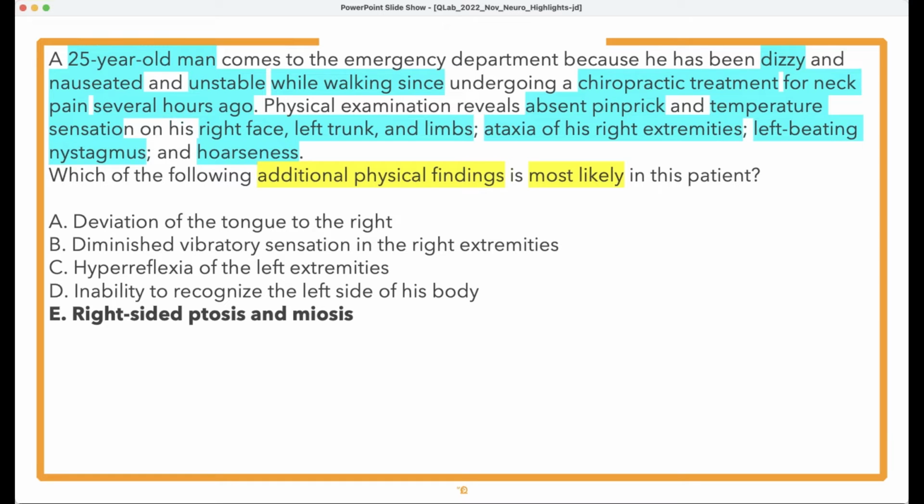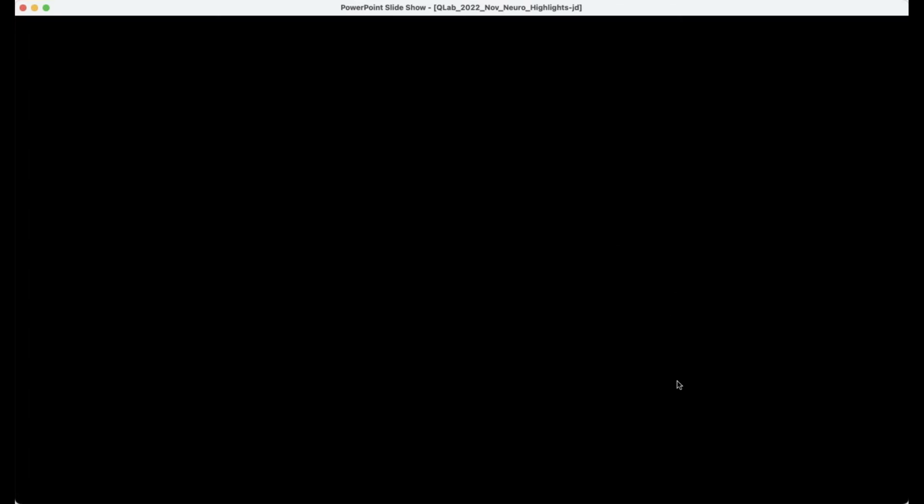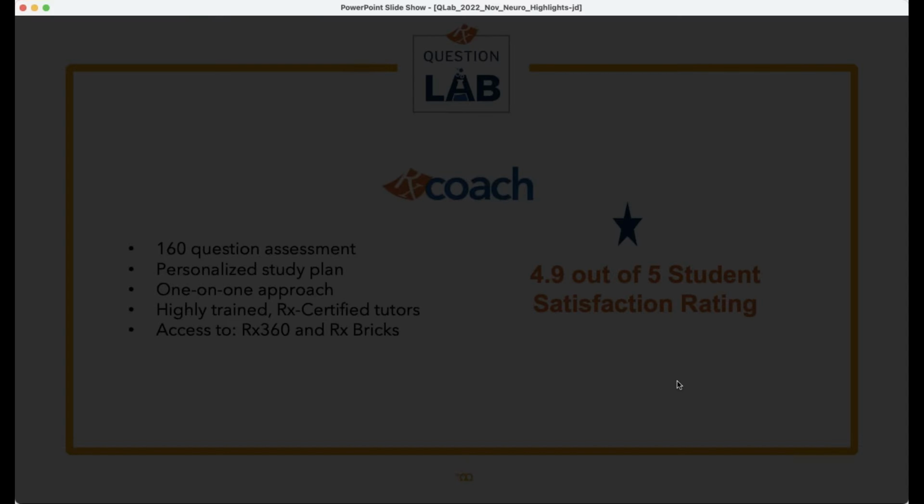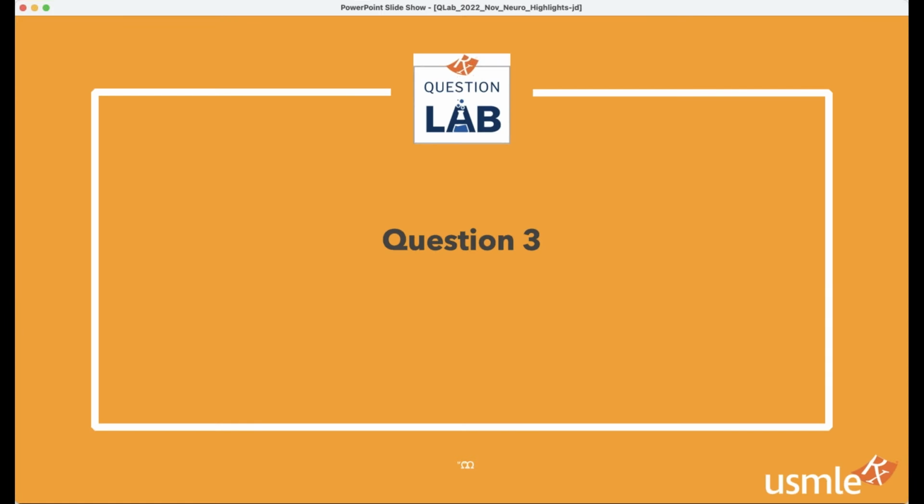Diminished vibratory sensation in the right extremities and deviation of tongue to the right, that would be seen in medial medullary syndrome, which is due to strokes of the anterior spinal artery or vertebral artery. So a little bit of a different stroke syndrome there as well. So great job on this question. Definitely a tough one. These are the ones that you need to be ready for on test day. So nice job, everybody. Let's go ahead and take a look at question number 3.